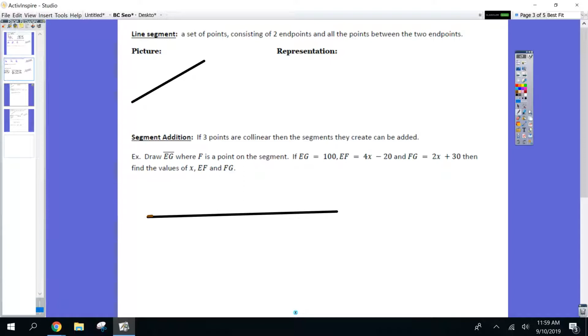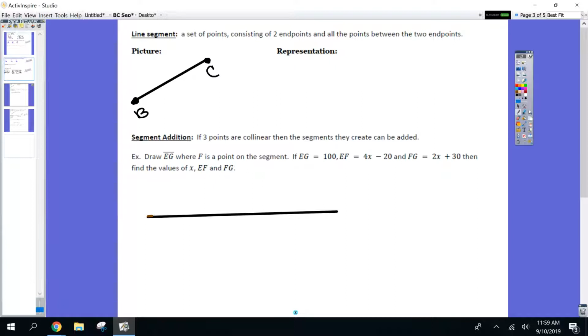Line segment. Now here we go. It is a part of a line. How do I know it's a line segment versus an actual line? Instead of arrows, you will have endpoints. Remember how we name a point with a capital letter? That is a line segment.